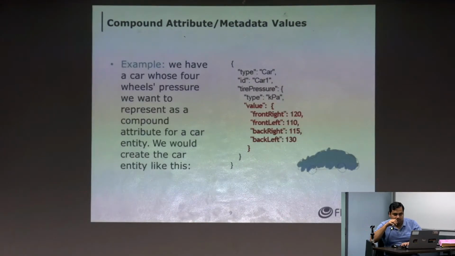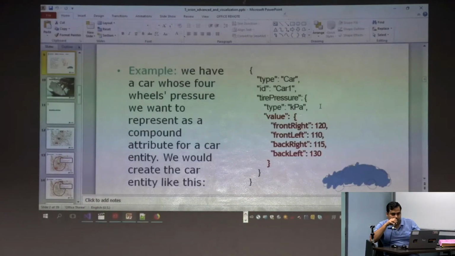I'll show you the example of metadata in my demonstration. So here, this is the compound attribute example. Metadata is something, let's say you have a speed, okay? And you can define accuracy as a metadata, like what is the accuracy of your sensor? You can define it in the form of metadata.